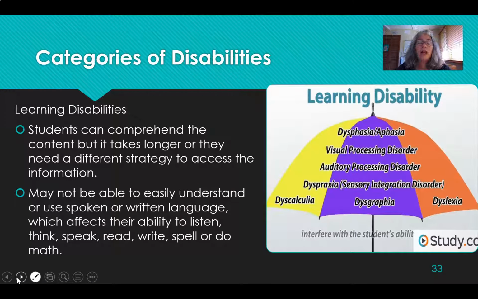Perhaps they have difficulty using the spoken word or understanding spoken word. Maybe they have difficulty with writing. They have some sort of a disability that affects their ability to listen, think, read, write, spell, speak, and do math. So you can see over here some of the things that might be included in that. Some of the ones that might be more familiar to you might be dyslexia or dysgraphia, dysphasia.